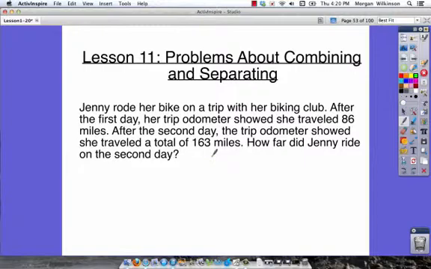Jenny rode her bike on a trip with her biking club. After the first day, her trip odometer showed she had traveled 86 miles. After the second day, the trip odometer showed she traveled a total of 163 miles. How far did Jenny ride on the second day?